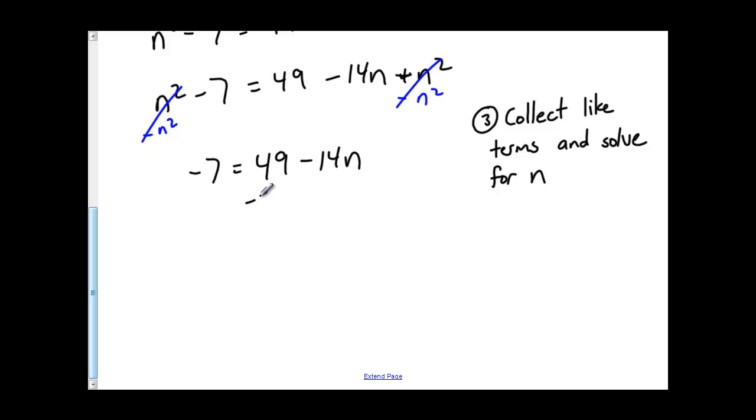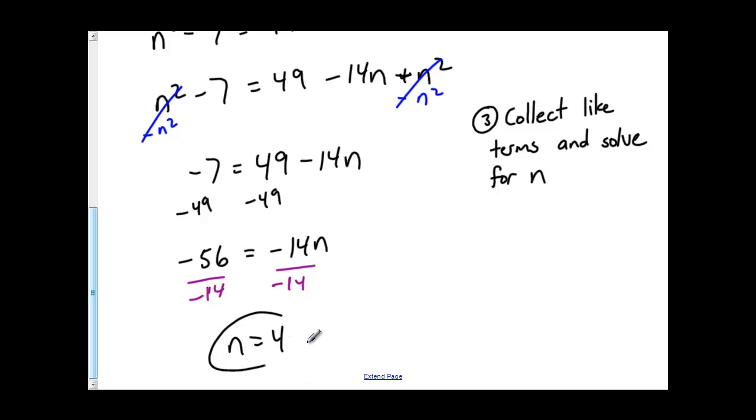So now I'm going to take away 49 from both sides. I get negative 56 equals negative 14n. Finally, I'm going to divide by negative 14. And that's going to leave me with n equals 4.